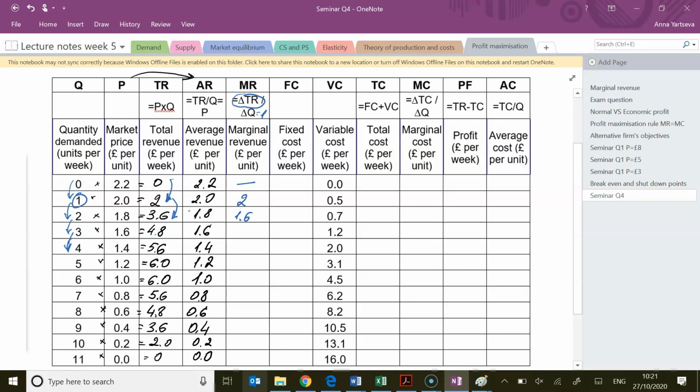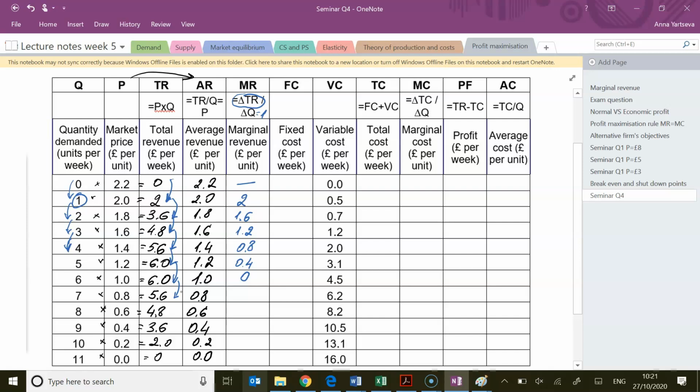Next, when we sell 3 units, our total revenue goes up from 3.60 to 4.80, which is £1.20 extra. This is our additional marginal revenue. Next item, item number 4, will generate 80p of additional revenue. And so on. Next item, the difference between 5.60 and £6, which is 40p. Next one, 6 and 6, no change at all, so marginal revenue is 0.